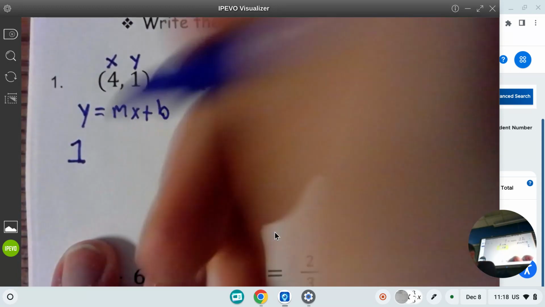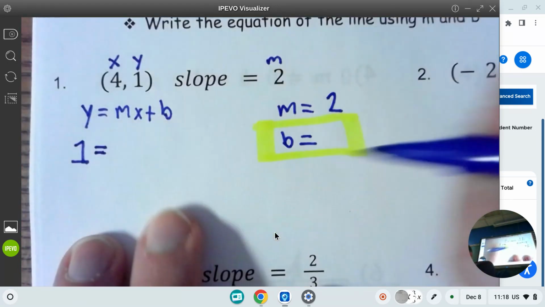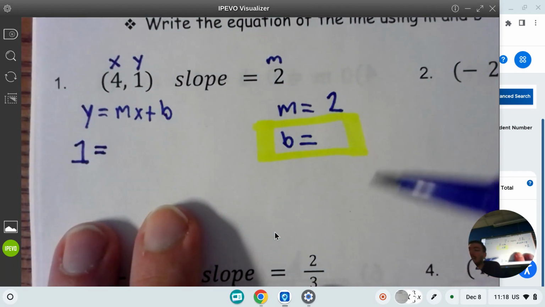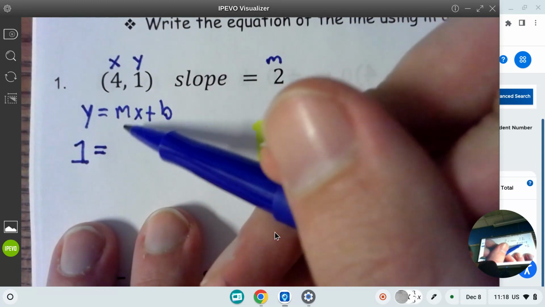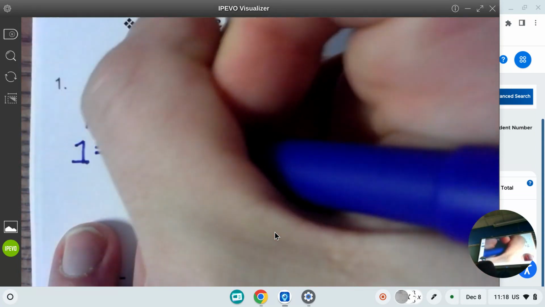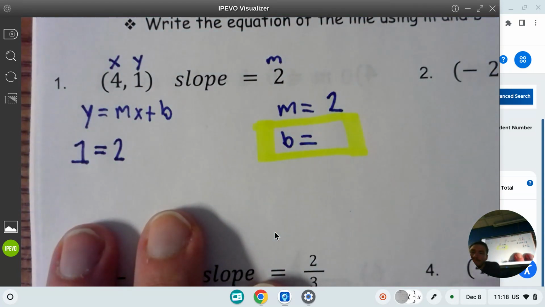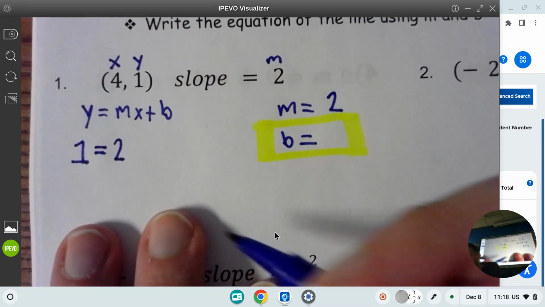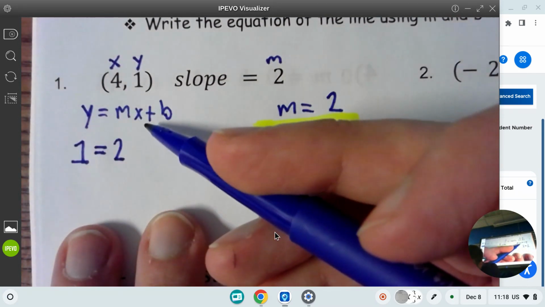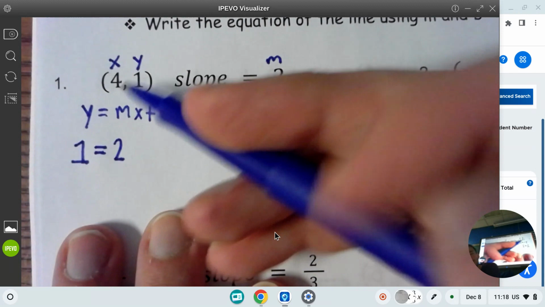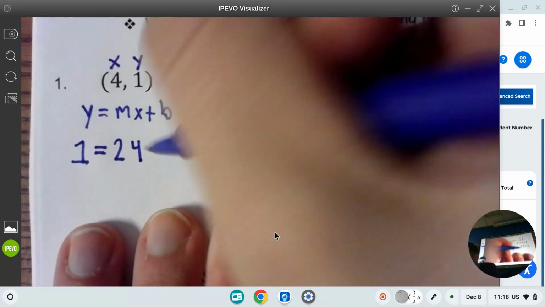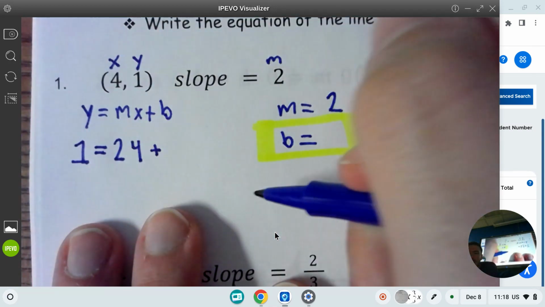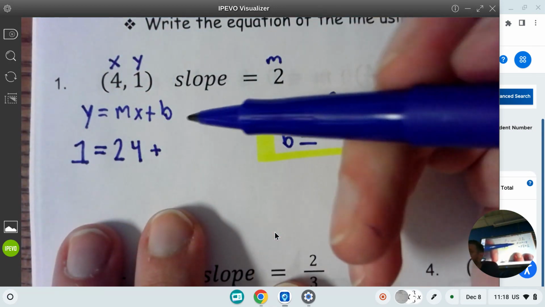Okay, we're going to have an equal sign. We're going to think about the next letter. What's the next letter? M, and what's the number for M? A 2. What's the next letter? X, and what's the number for X? 4. So we're going to put a 4. And then we have a plus, and then we have a B. And what's the number for B?